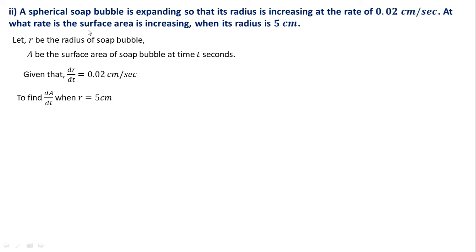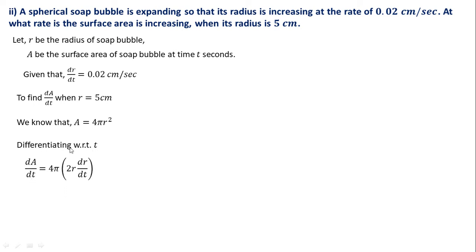Now here we require the formula of surface area of a sphere. A spherical soap bubble is expanding, so geometrically it is a sphere. So what is the formula of surface area? We know that A is equal to 4 pi r square. Remember this formula of surface area of a sphere. Now differentiating both sides with respect to t, we get dA by dt equal to 4 pi as it is into the derivative of r square, which is 2r dr by dt.